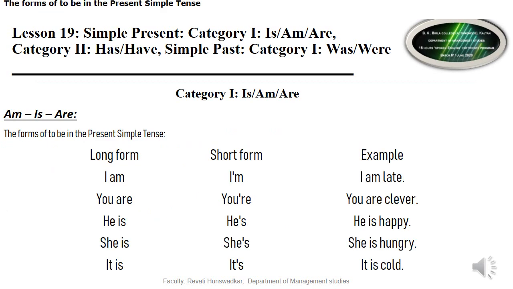So let's see some examples of is, am, and are. The forms of to be in the simple present tense. I have kept a long form, a short form, and an example. That is the sentence formation. I am. I am late. You are clever. He is happy. She is hungry. It is cold. So some of these examples have been formed as sentences. You can write in a long form as well as show it in a short form.